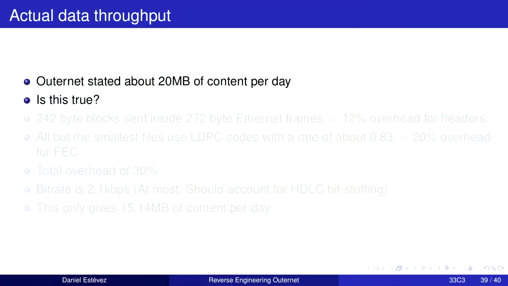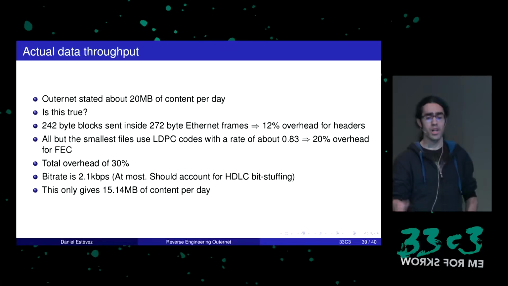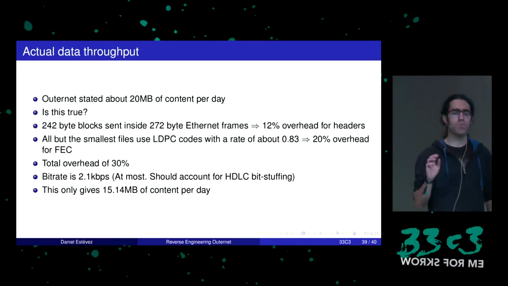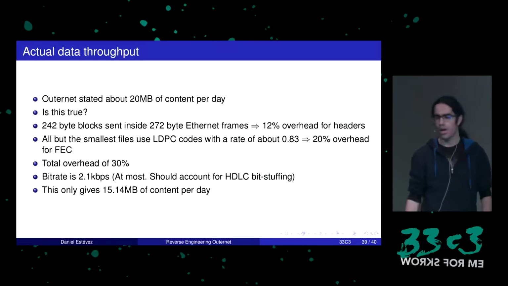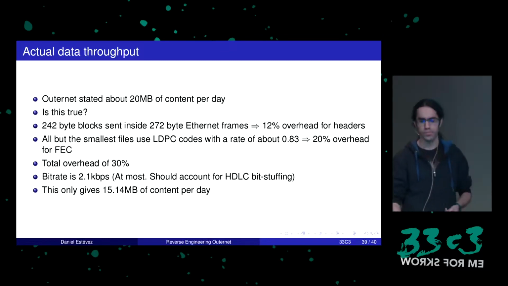What else? Finally, the data throughput. So 20 megabytes of content per day, that's what Outernet promises. Is this true? Well, let's run the numbers. So we have files which are sent in 242 bytes per block. And they fit inside Ethernet frames, which are 272 bytes each. So that's 12% overhead for headers, as in Ethernet headers, OP and LDP headers.